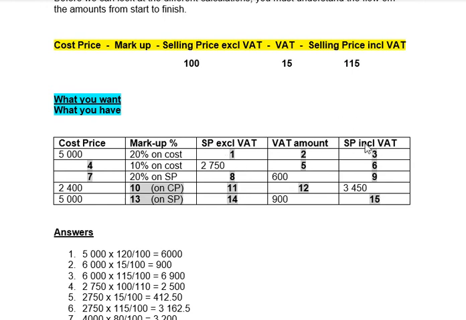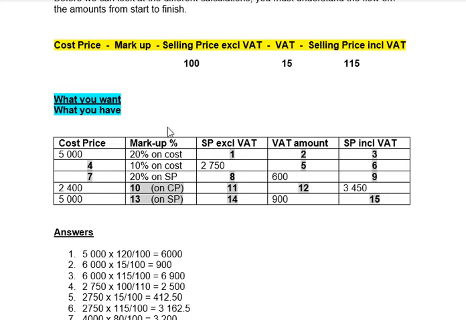Because we don't have any one of these three, we cannot now use our what you want over what you have principle. The moment you have one of these three, you can simply use what you want over what you have to find any of the other ones. It should be straightforward. Okay, for these ones, when we only have a cost price and only have a markup, we have to use our markup calculation to get to the missing amounts.